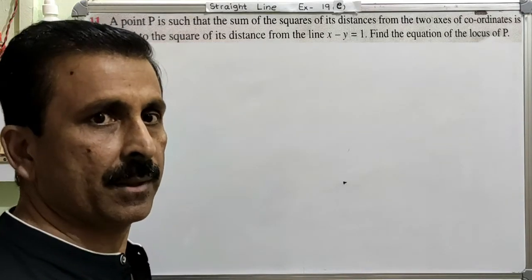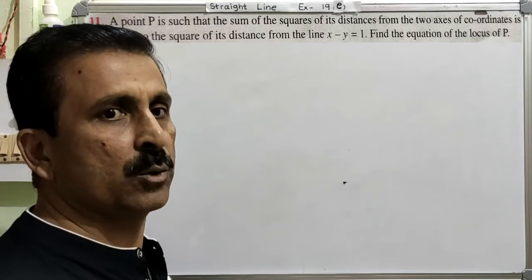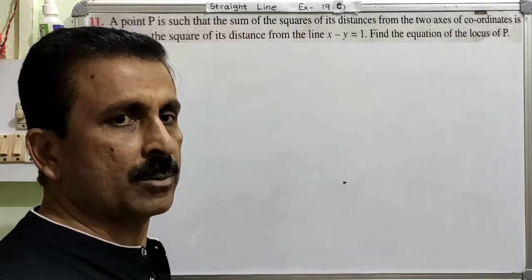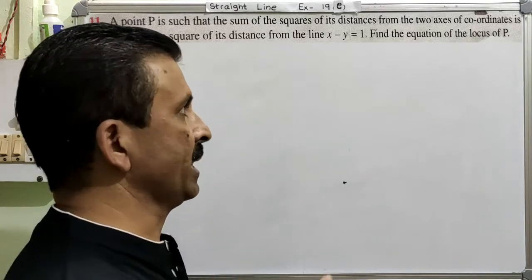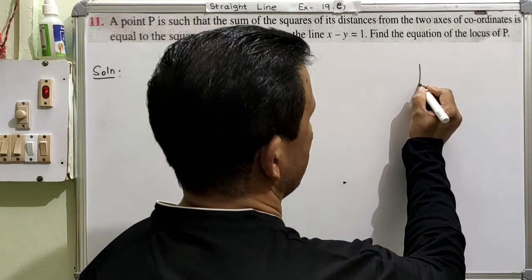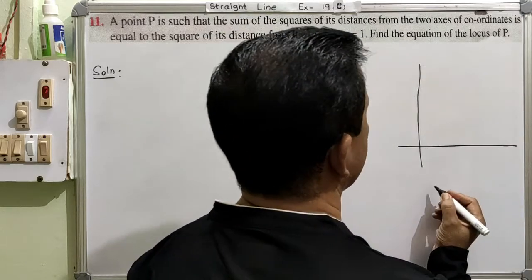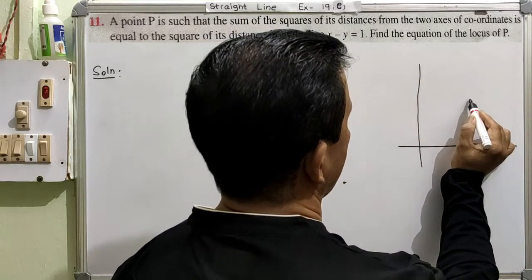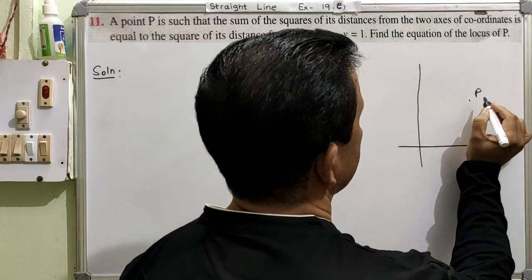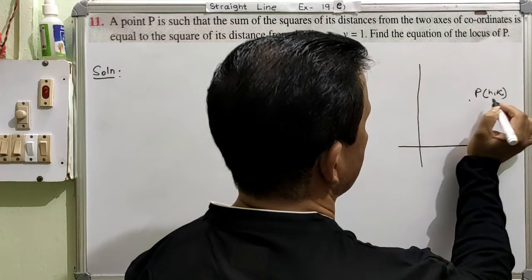So here the question says that the point P is at an equal distance from the two axes. That means the point P is at equal distance from the x-axis and also from the y-axis. So let us draw the coordinate axes. Then we'll try to understand. This is your y-axis and this is your x-axis, right? So you have somewhere a point P. This is point P. Clear? And let us assume that the coordinates of this point are h and k.